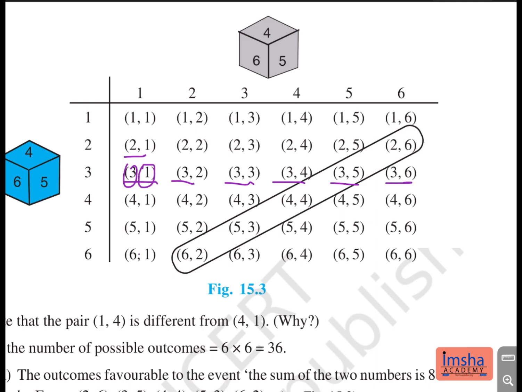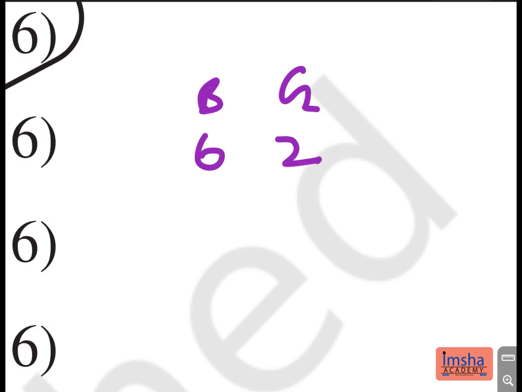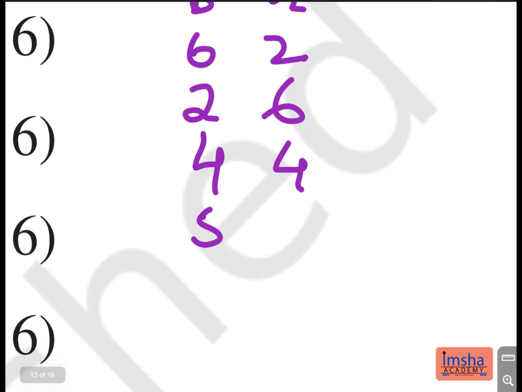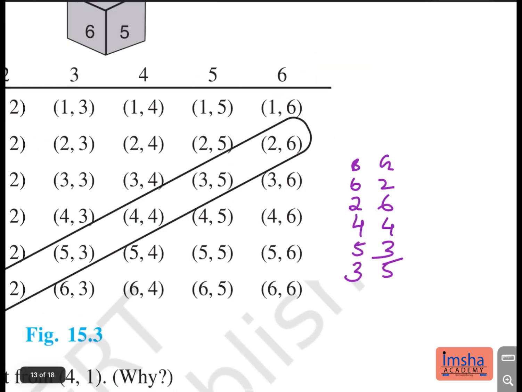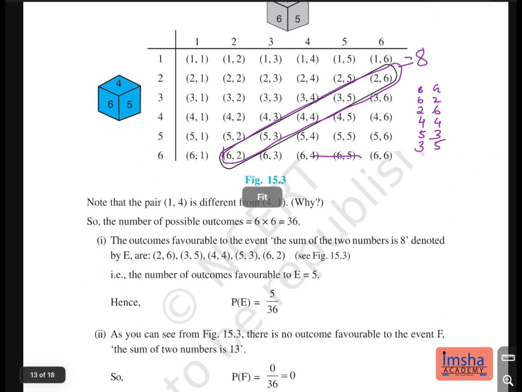So, what are the possibilities that it will be 8? See here, blue and grey, right? If blue is 6, grey is 2. If blue is 2, grey is 6. If blue is 4, grey is 4. If blue is 5, grey is 3. If blue is 3, grey is 5. So, these are the possible values in which the total will be equal to 8.